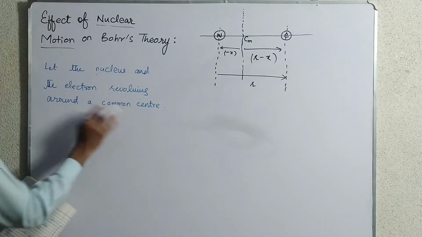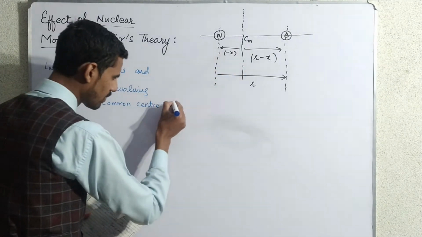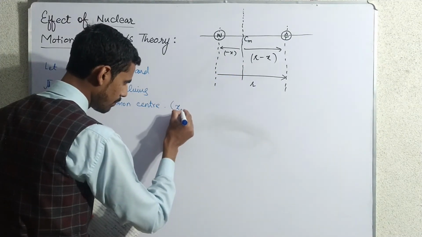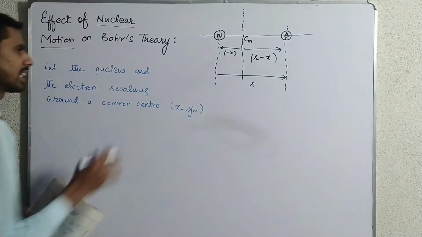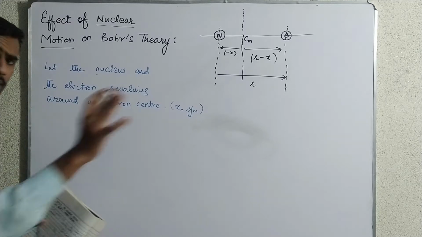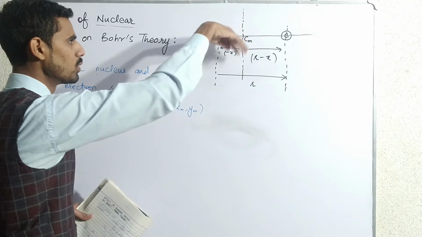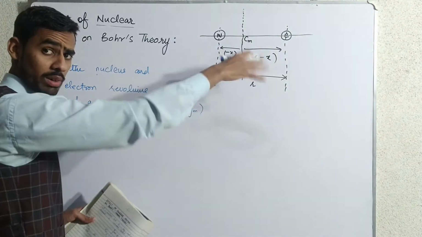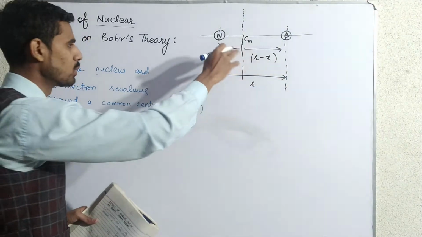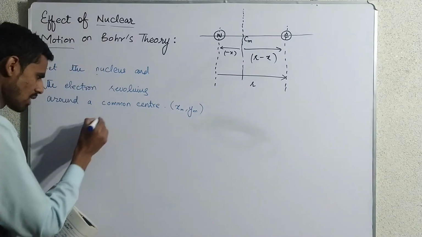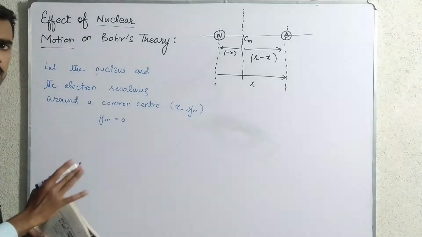So we said this is C of m. So the common center has coordinates x_cm and y_cm. So we say that this center of mass is only shifted along the x or y axis. There is no change in the coordinates along the y axis. It is at the origin with respect to the y axis. So first, y_cm will be equal to 0.